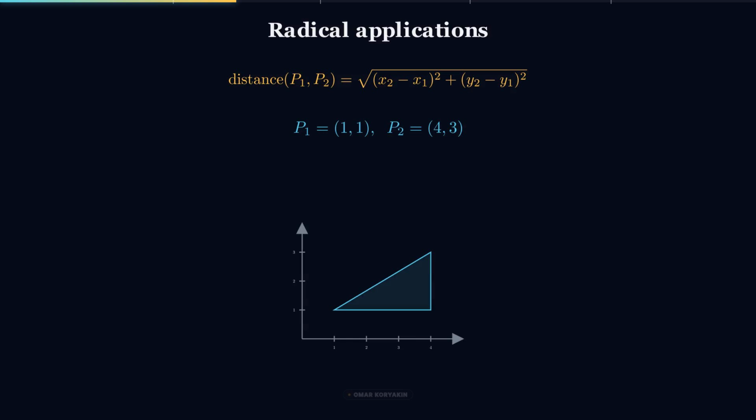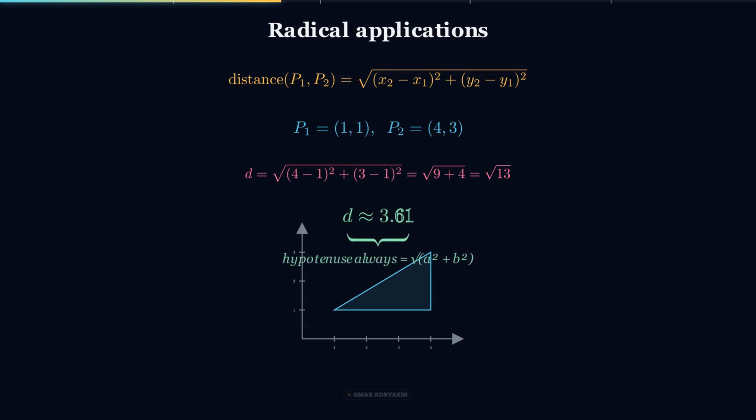Point 1 at (1, 1), point 2 at (4, 3). The triangle has legs 3 and 2, 3 units in x, 2 units in y. Plug into the formula. d equals the square root of 3 squared plus 2 squared, equals the square root of 9 plus 4, equals the square root of 13. The distance is approximately 3.61.